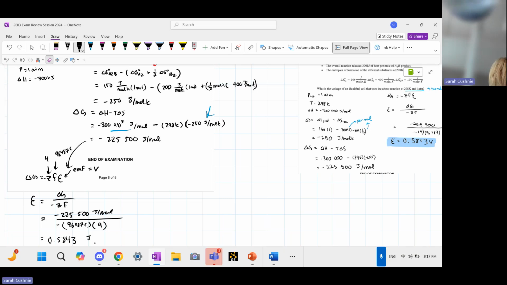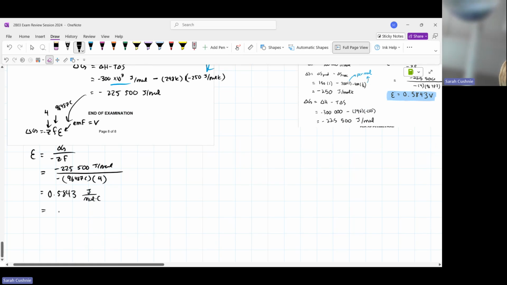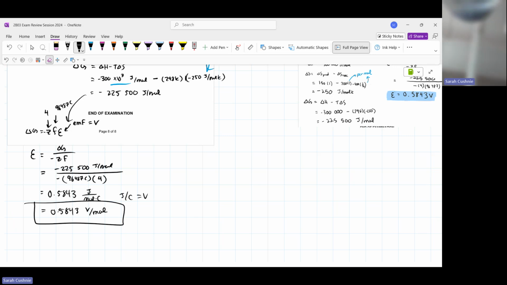Negative 0.5843. And your units here, joules per mole times coulomb, joules per coulomb is equal to a volt. Fun fact. So negative 0.5843 volts per mole. And that would be your final answer. And that is the end of this exam.